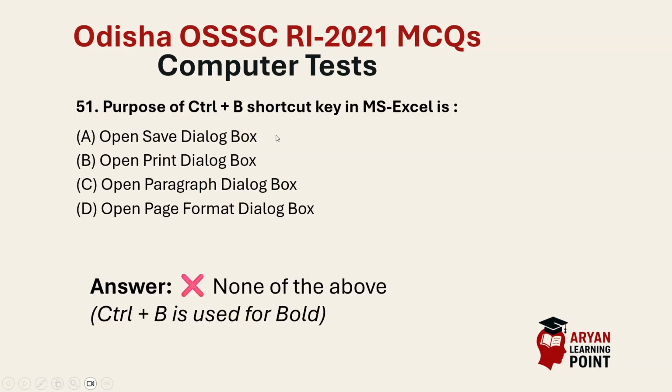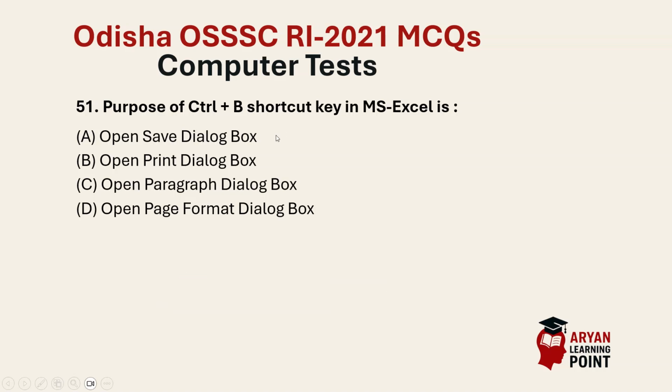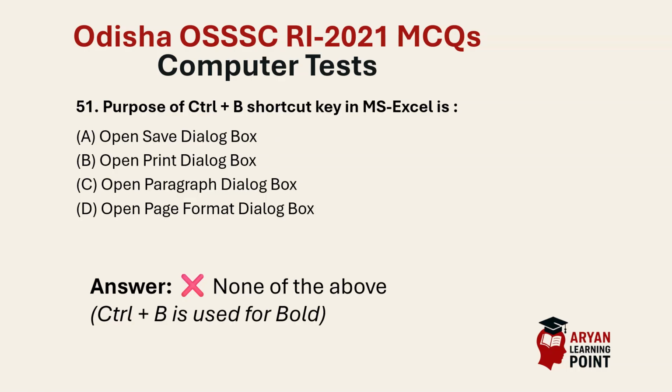Purpose of Control plus B shortcut key in MS Excel is: A. Open Save dialog box. B. Open Print dialog box. C. Open Paragraph dialog box. D. Open Page Format dialog box. Answer: none of the above. Control plus B is used for bold.